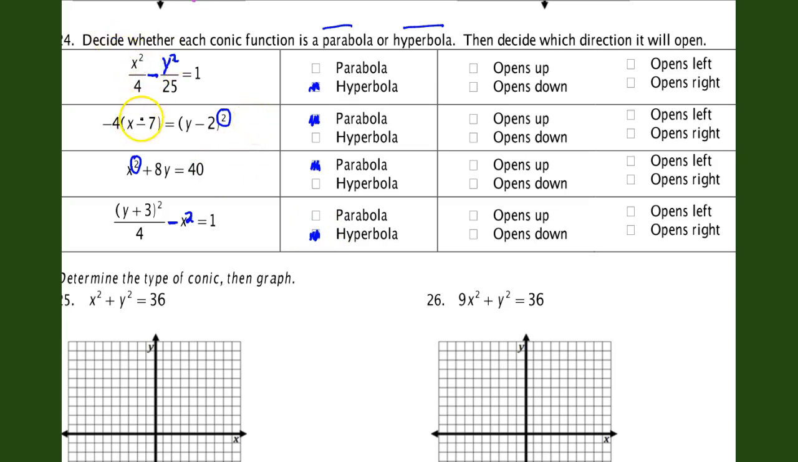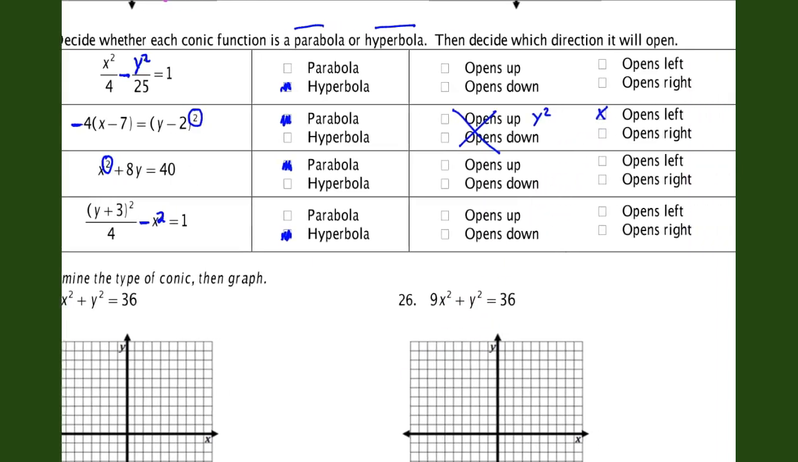So let's do the parabolas first. Like the last problem, we can see that it's y that's squared. So that's automatically an opens left, opens right, right? So that means this is out because we have a y squared. And this negative here, just like the last problem, lets us know what direction, right or left. So the negative makes it open left, just like number 23.